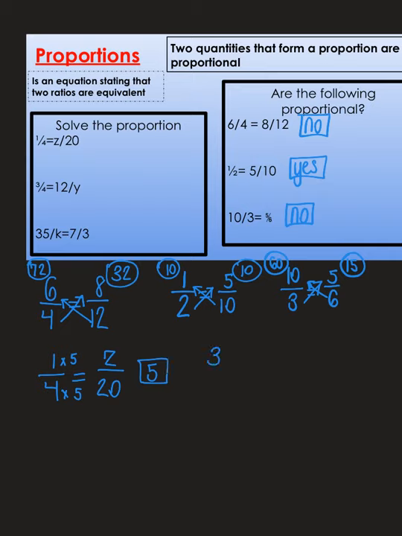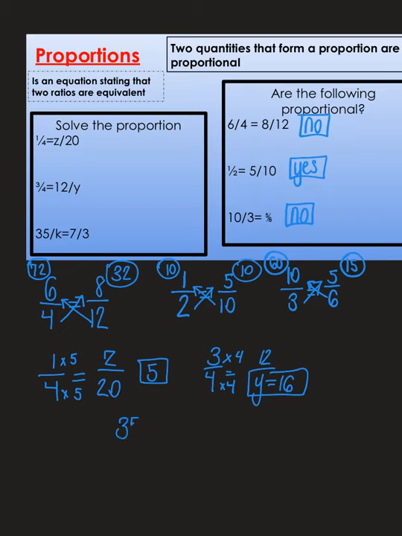Another one, we have 3/4 equals 12 over y. I'm going to ask myself, how do I go from 3 to 12? I would multiply by 4 to get from 3 to 12. If I multiply the top by 4, I must do the same to the bottom. 4 times 4 equals 16, and so y equals 16.